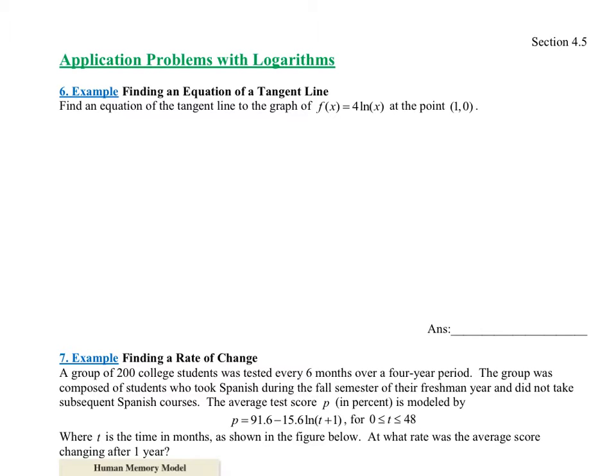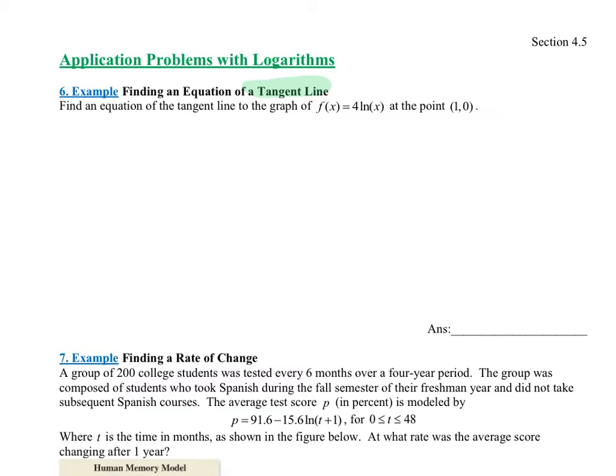Okay, let's look at some application problems now. We have finding the equation of a tangent line. Yes, you know it. It's important. It's most definitely on the test. We've seen it in almost every single section that we found derivatives. I can't express the importance of this. So you've got to know how to find the equation of the tangent line.